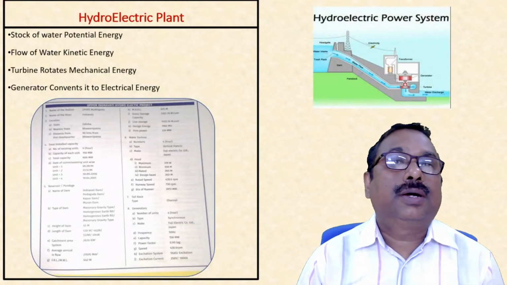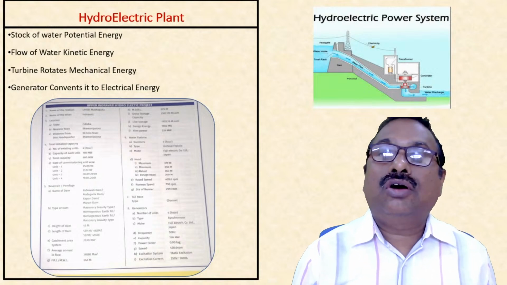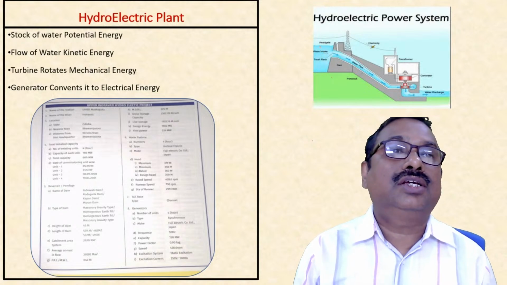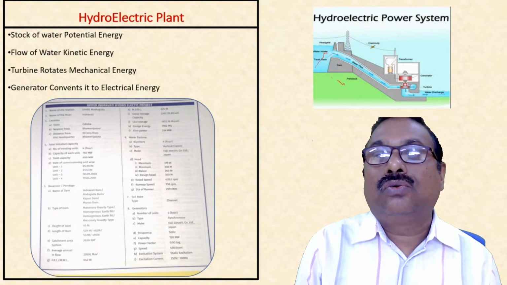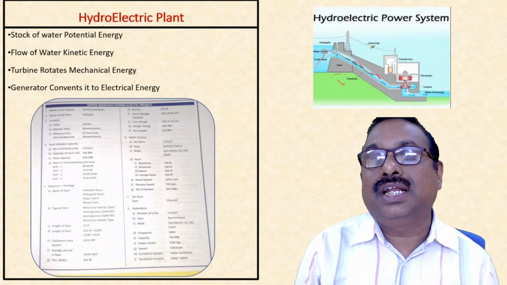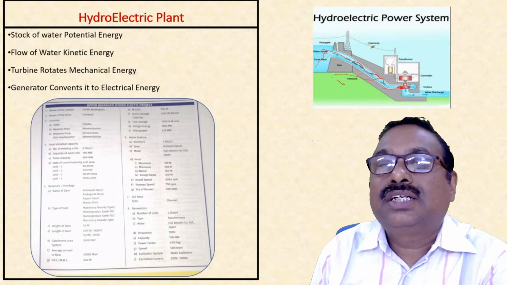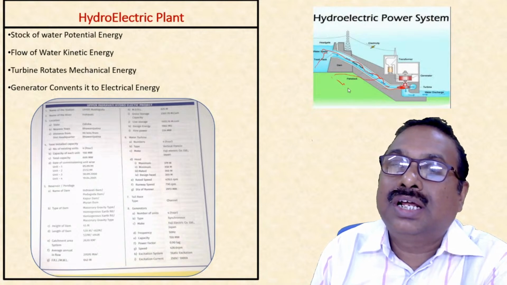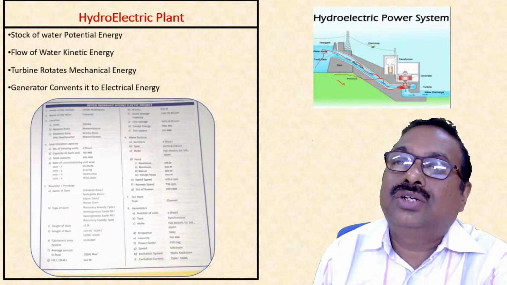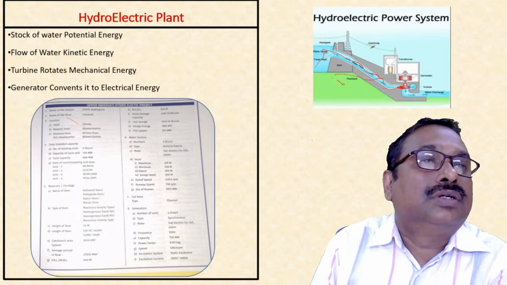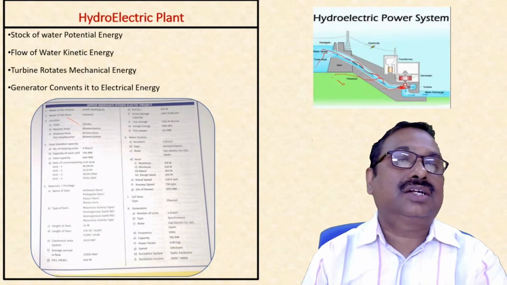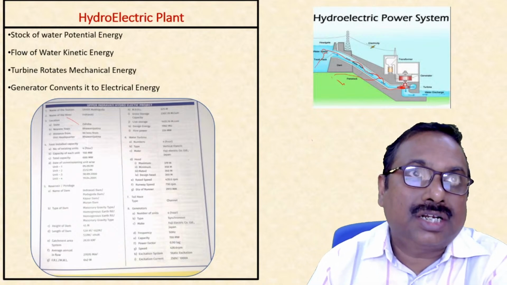Next, we'll see how the hydroelectric plant operates. The stock of water means water is stocked and we have potential energy. Then water flows from this side to this side. That means this potential energy is converted into kinetic energy, and it rotates the turbine. So here the kinetic energy of the water is converted into mechanical energy. Then in the generator, the mechanical energy is converted into electrical energy. So stock of water is potential energy, flow of water is kinetic energy, turbine rotation is mechanical energy, and the generator converts it to electrical energy.